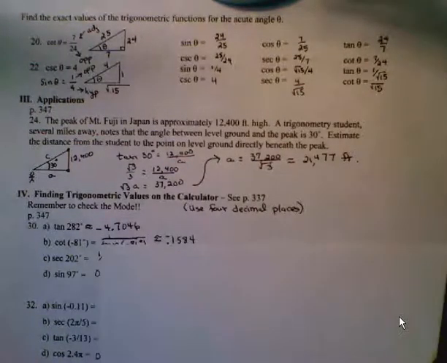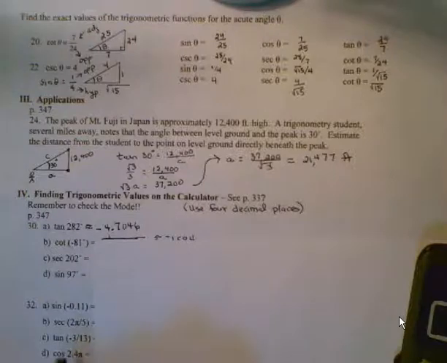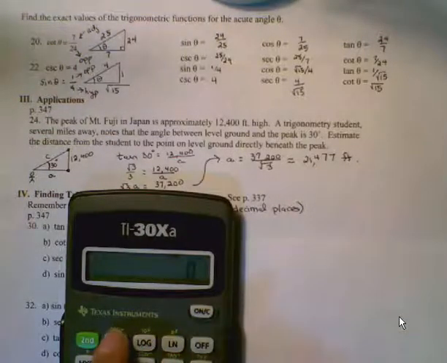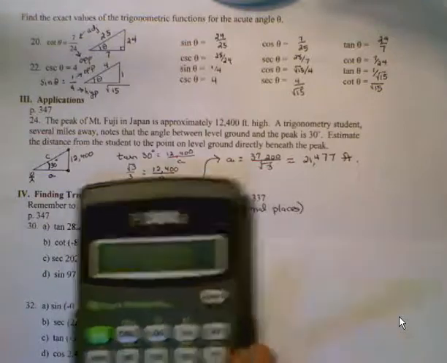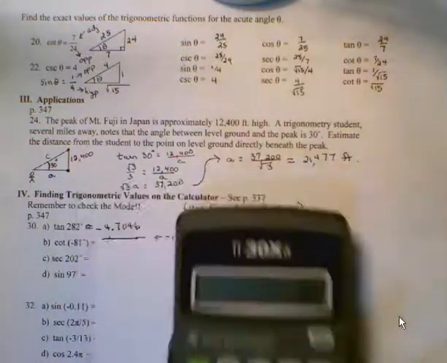Now, number 32, we're given angles that don't have the degree symbol. If you don't have the degree symbol, that means your angle is being given to you in radians. So you want to make sure your calculator is in radian mode. If I just press my degree button again, I can see that the mode has changed to radians.